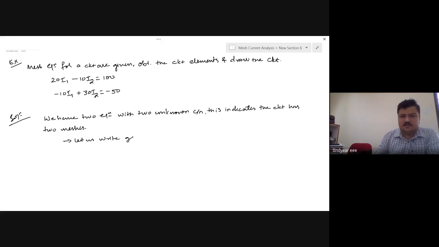Let us write, or first we'll write the circuit. See, there is coefficient of I1 in mesh 1. It means there is one passive element in mesh 1. Okay. There is coefficient of I2 in mesh 1 equation. It means that there is one common element between mesh 1 and mesh 2. Let us take this for mesh 1, this for mesh 2.